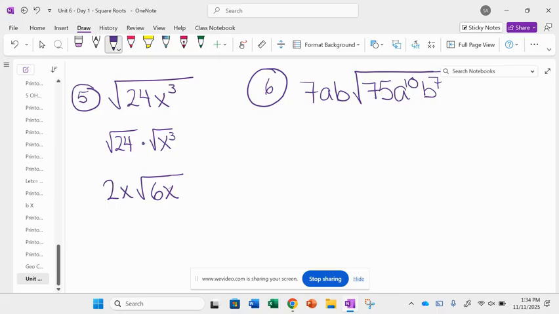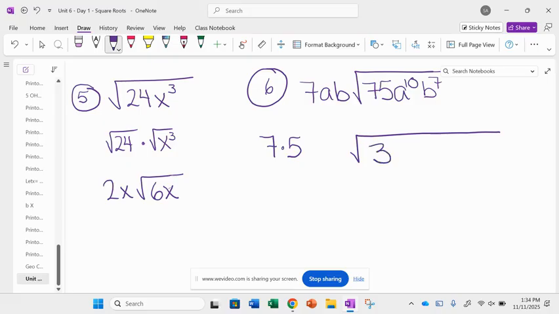So I'm going to work with the 75 first. What's the biggest perfect square that goes into 75? 25. What's the square root of 25? 5. So we have a 7 on the outside, and now what are we also putting? A 5 on the outside. And 25 times what gives us the 75? 3. So do we agree that 3 is going back on the inside?